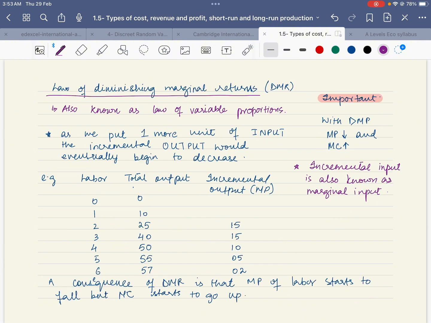Talking about short run production function, we have to talk about the law of diminishing marginal returns, which is also known as the law of variable proportions. The law suggests that as we put one more unit of input, the incremental output would eventually begin to decrease.